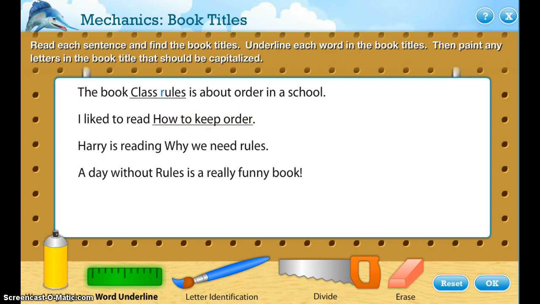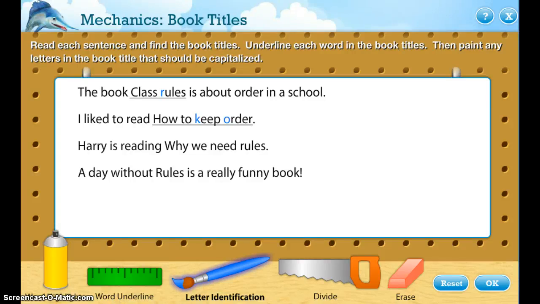Now let's take a look at the name of the book. Is every part of the title capitalized? Well, how is to keep order? Now you may be looking and wondering, why didn't I also paint the word to in that title, in How to Keep Order? Well, here's where it gets a little tricky. When the title contains smaller words like a or the or to, we don't have to capitalize those words.